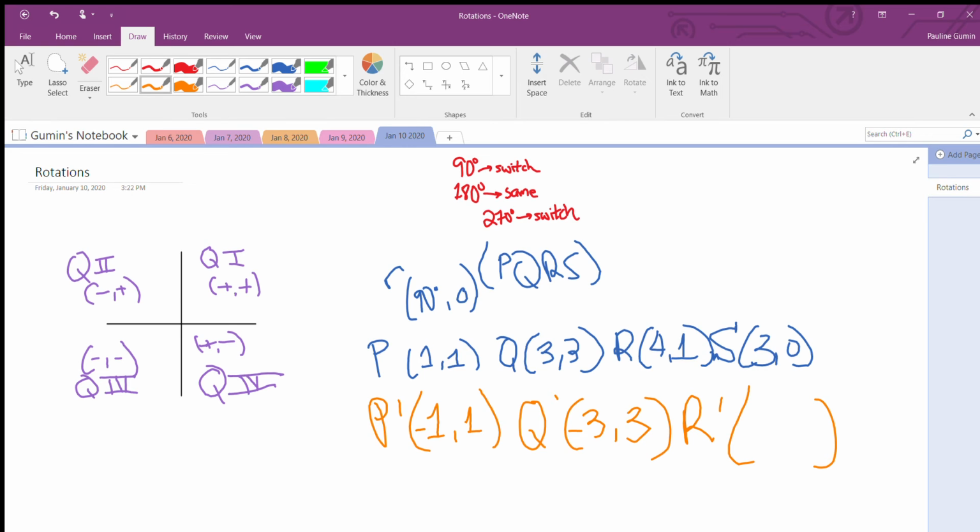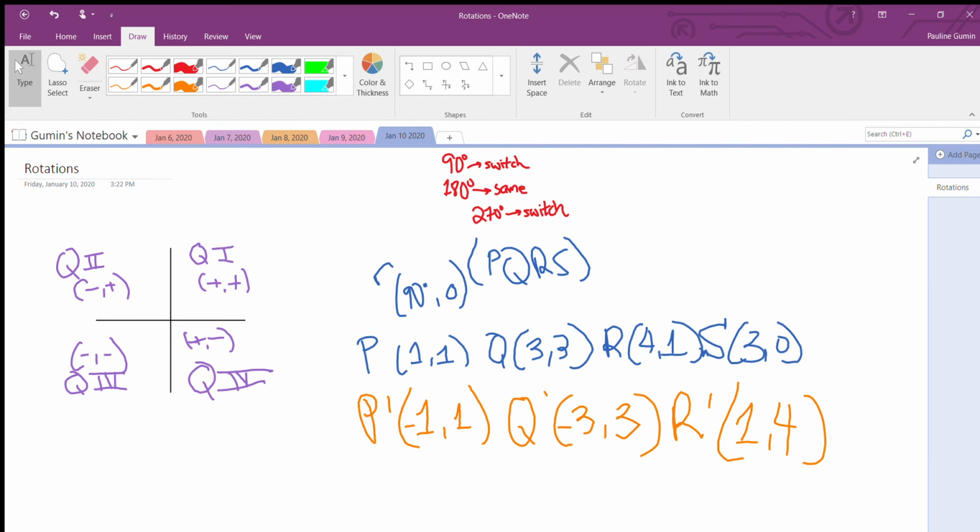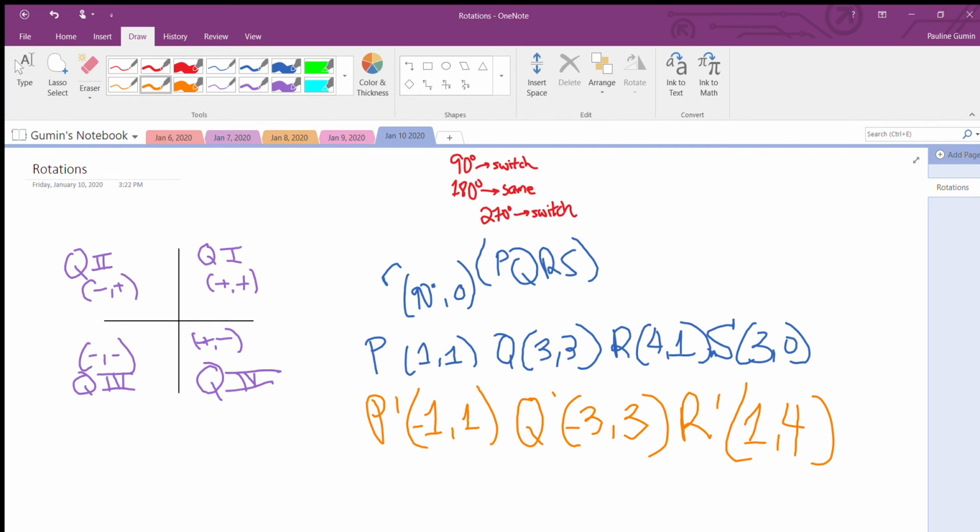All right, R prime. I switch them because it's 90 degrees. R existed in quadrant 1. Moving to quadrant 2, x's are negative. If it'll draw a negative. There we go.